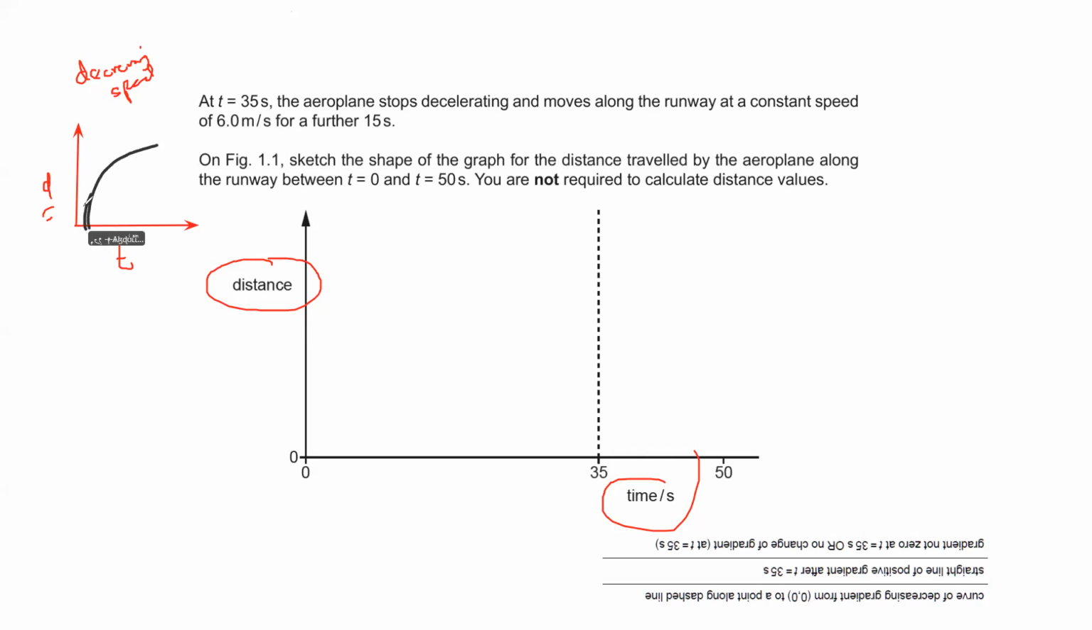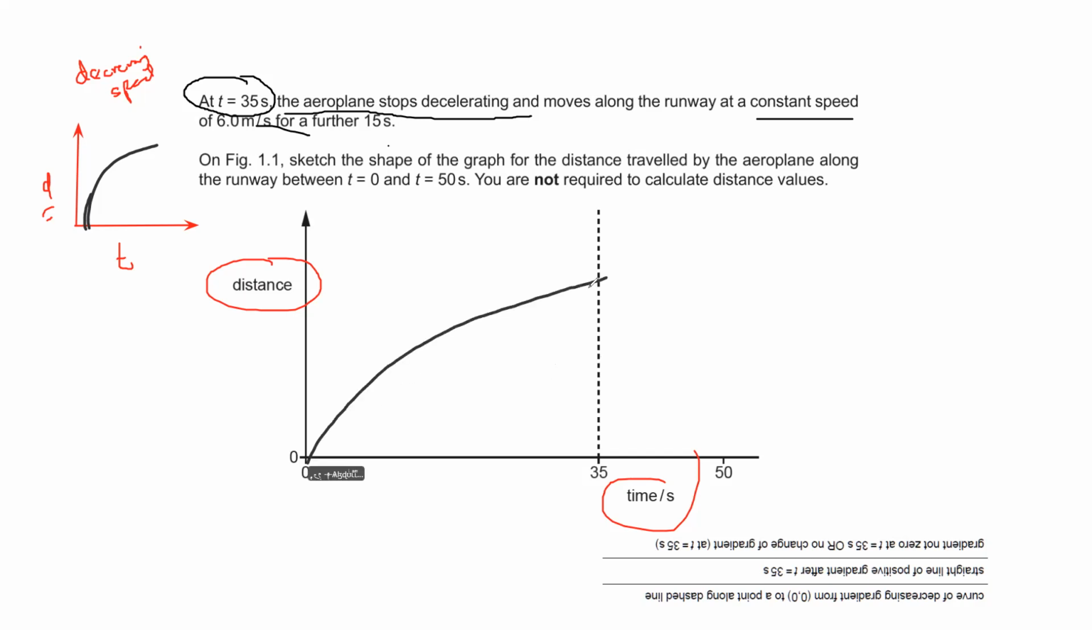Yeah, distance time graph. So when you draw a decreasing speed or deceleration, this is the shape of the graph. What they mention here is that when time is equal to 35 seconds, the aeroplane stopped decelerating. So till 35 seconds it was decelerating, and after 35 it moved with a constant speed. So how do we draw a deceleration from 0 to 35? Can you sketch now on the grid the deceleration part from 0 to 35?